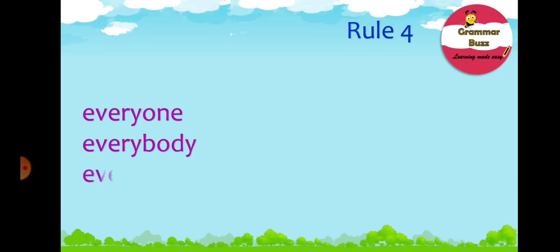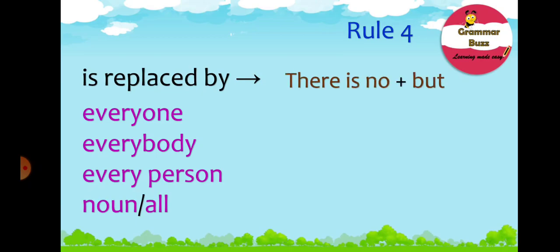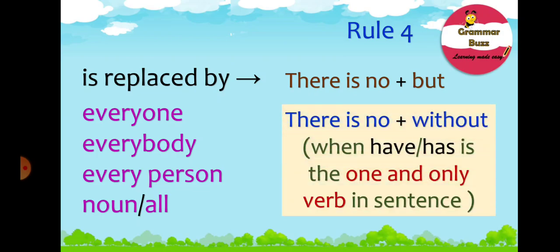Everyone, everybody, every person, noun or all in an affirmative sentence is replaced by there is no plus but or there is no plus without in a negative sentence. But remember, there is no plus without is used when have or has is the one and only verb in a sentence. We will try to understand this with the help of some examples.